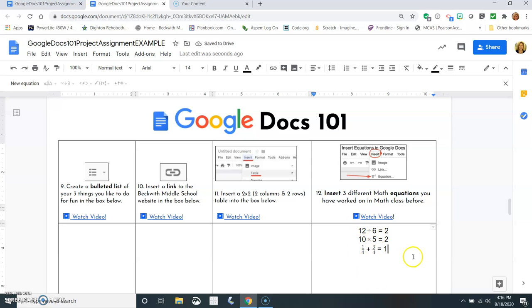So there are 3 equations for you. You don't have to use those specific equations, but I don't want you to make it too complex. This is just to get some practice in as far as insert equations in a Google Doc, and that is our goal.